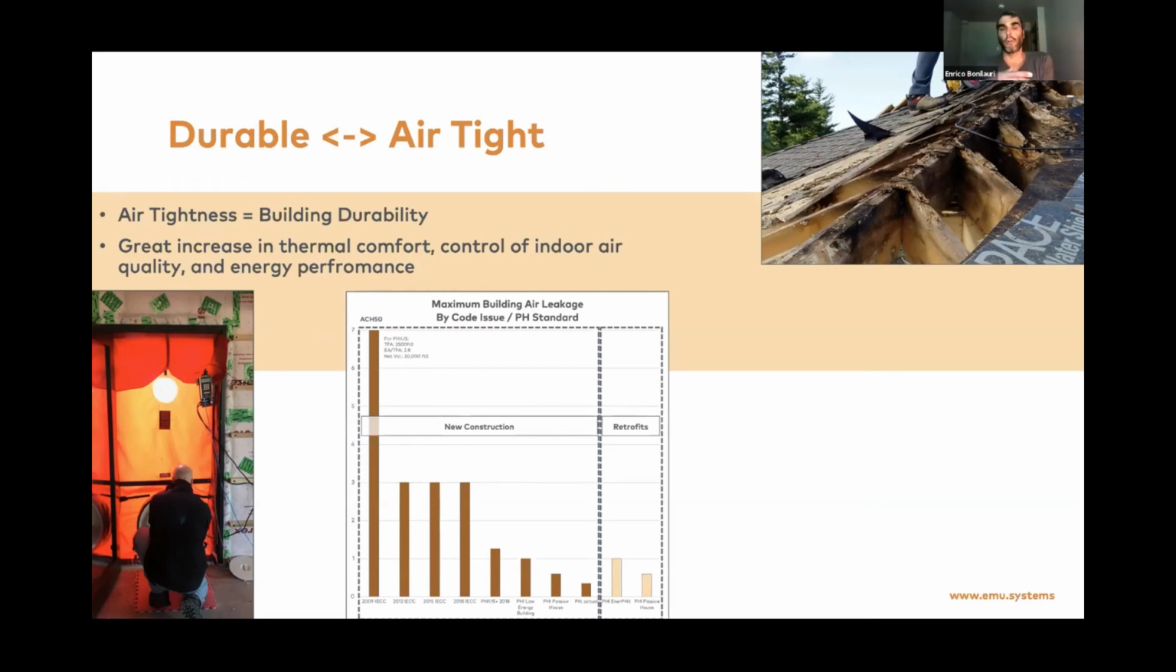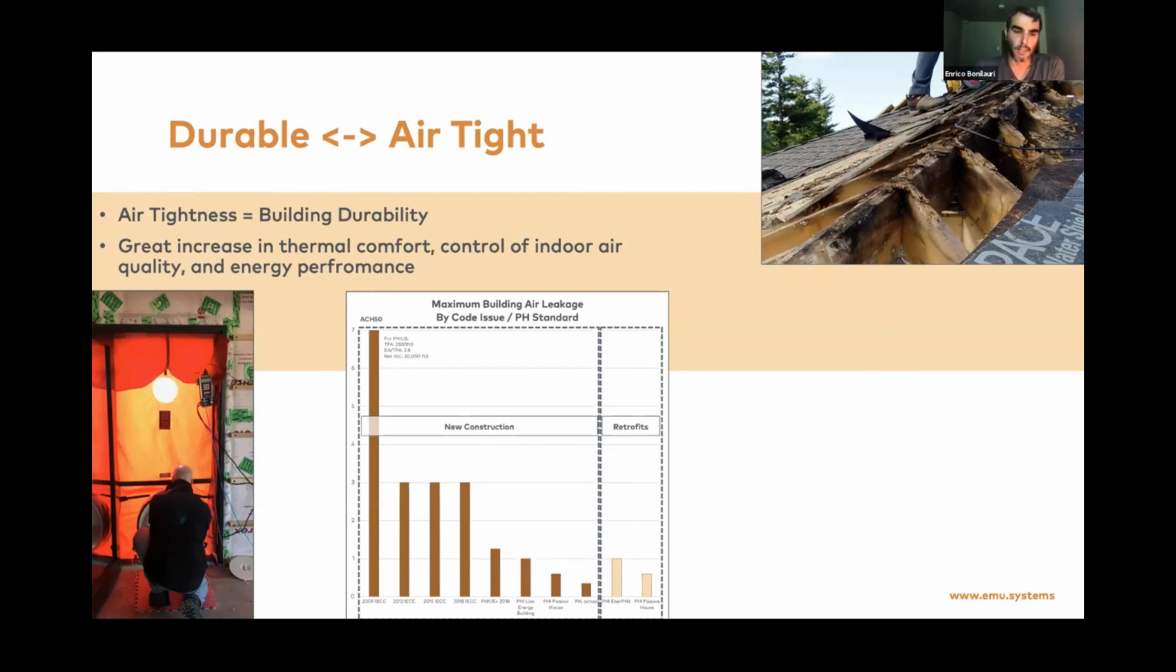But if you don't have air tightness, then your air can circulate freely through the building assemblies, and you can end up with a situation like we see here, the right-hand side of the slide, with the roof being rotten because of air leaks from the inside of the building carrying warm, moist air inside the building assembly. So the goal of building air tightness in the first place is for the building to be durable.